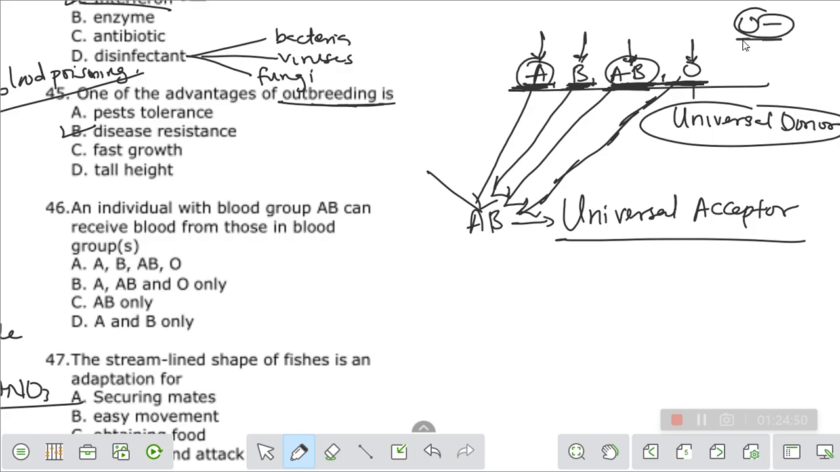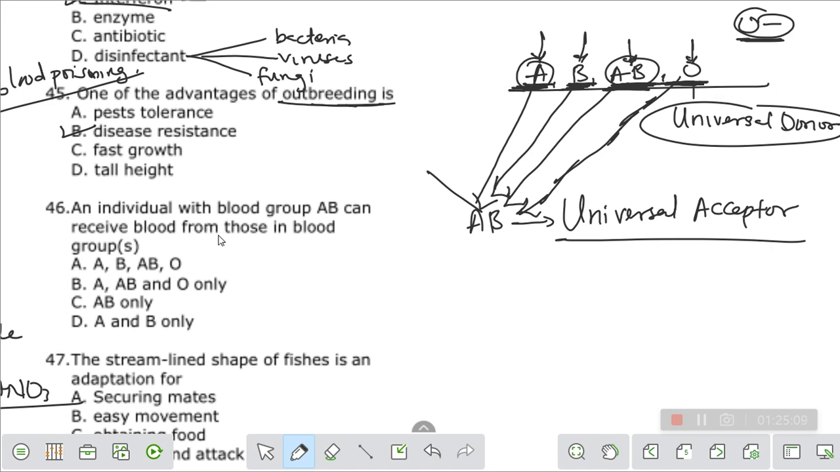Now, number 48. An example of a poikilothermic organism is a? The answer is lizard. I told you that reptiles are poikilothermic animals. They are the cold-blooded organisms, right?